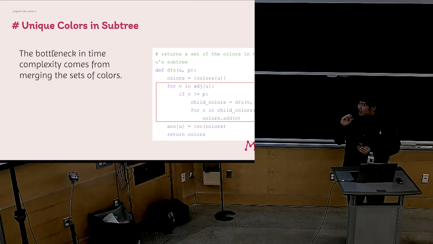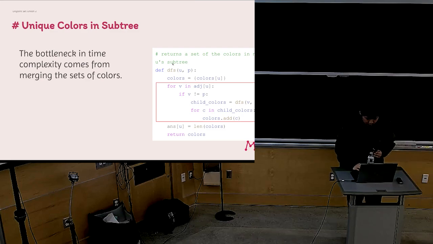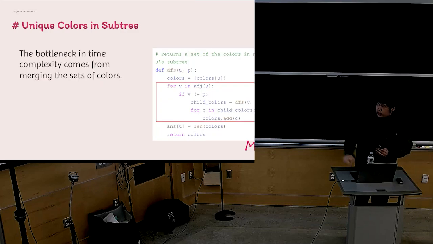Okay. So what we should do is try to optimize this part where we're merging the colors of the children into our colors array. We can take a quick detour to talk about the process of merging two sets, where if we want to find the union of two sets A and B and then write it into A, as we can see here, we're finding the union of the set colors and child colors and then writing it into the colors set.